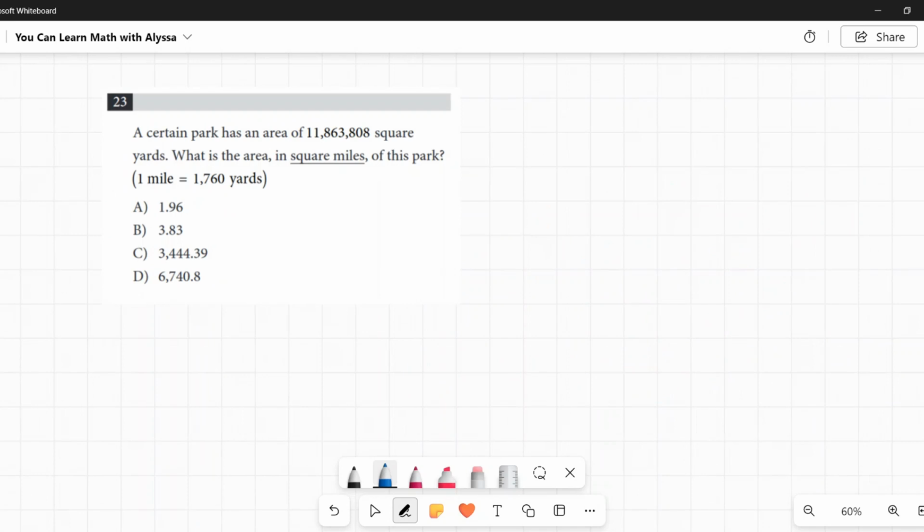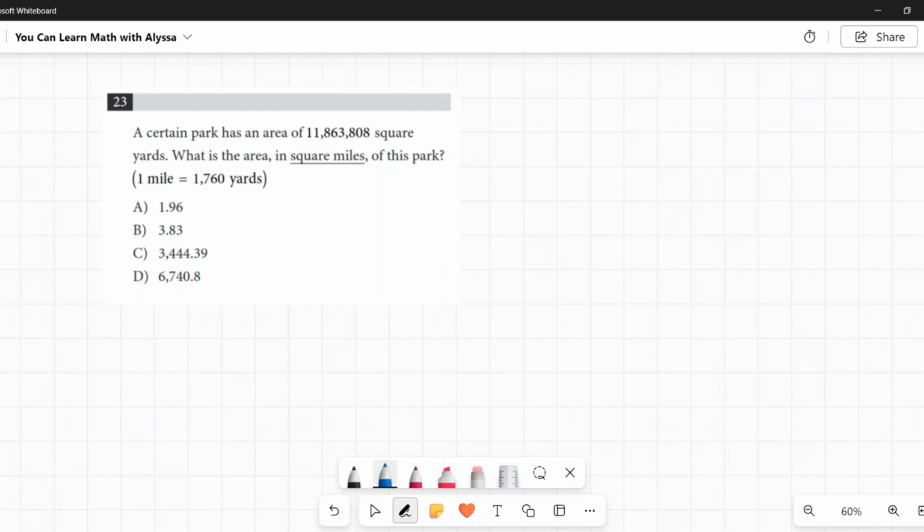Number 23, a certain park has an area of 11,863,808 square yards. Wow. What is the area in square miles of this park? 1 mile equals 1,760 yards. If you're having trouble visualizing square yards and square miles, think of it as square feet and square yards, a smaller scale, and then we're going to scale it up to get the idea of what's going on.